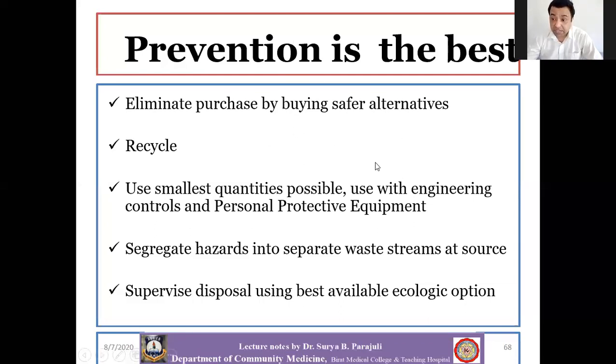If you go to buy vegetables nowadays, please try to keep your own bag, which reduces solid waste significantly in your home setting. Recycle. You can use plastics, or you can use different clothes as a bag. You can convert them into a bag and reuse or recycle. Use the smallest quantities possible. Use with engineering controls and personal protective equipment.